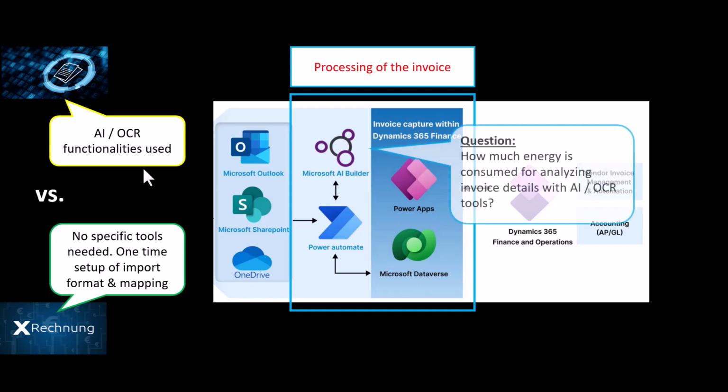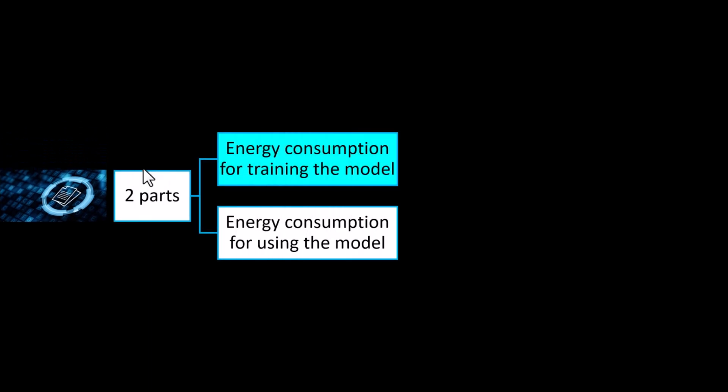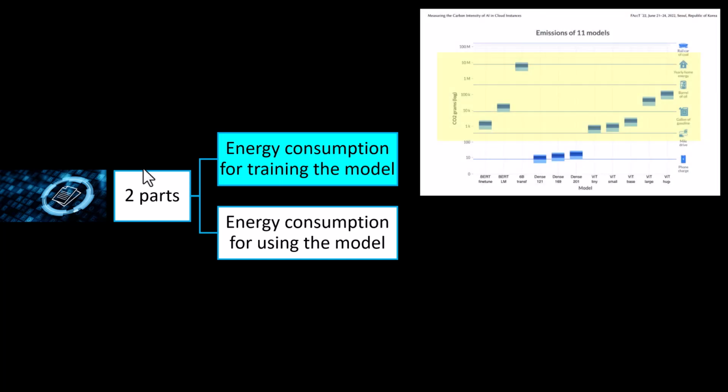But then the question is, how much energy is actually used if we use these artificial intelligence or OCR tools? And that's not as easy as it sounds, because there are two parts included in that. The first part is the energy that is needed for training this artificial intelligence / OCR model. The second part is, of course, the energy consumption for using the model. But let's have a look at the first one.